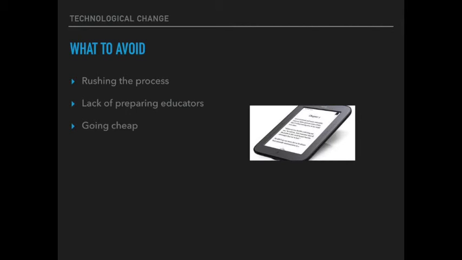The last problem that I read about, or a thing to avoid, is going cheap. It's better to buy something that's going to last. It's durable and it's going to last for a long time, because these are kids and kids drop things, and it's better to have something that's sustainable and will last a long time versus something that's cheap. It will last a lot longer throughout the years.